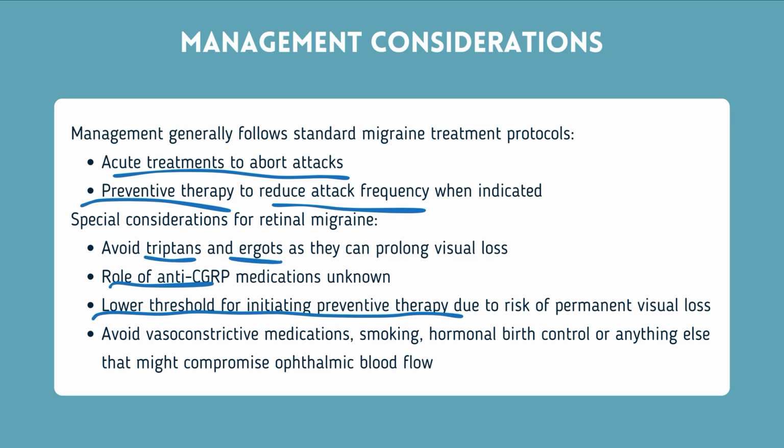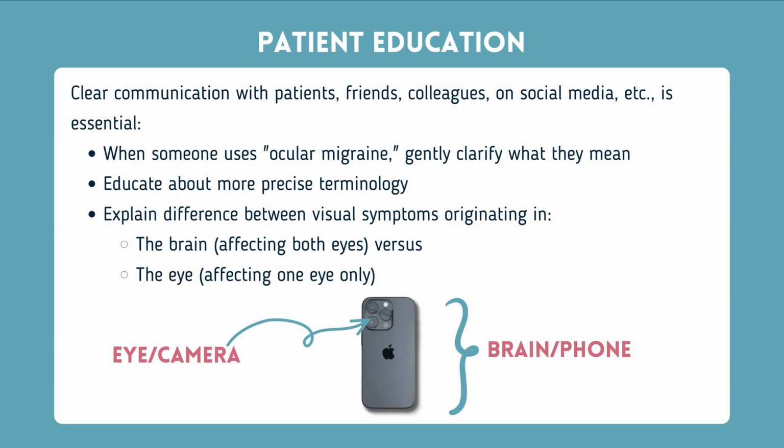Patients with retinal migraine should also avoid anything that might compromise ophthalmic blood flow, including vasoconstrictive medications, smoking, and hormonal birth control. So clear communication with patients, colleagues, friends, families, and on social media is essential. This starts with terminology. When someone uses the term ocular migraine, take the opportunity to gently clarify what they mean by this. Ask them to describe the visual symptoms in detail, including whether one or both eyes are affected. This allows you to understand what they actually mean and provides an opening to educate them about more precise terminology.